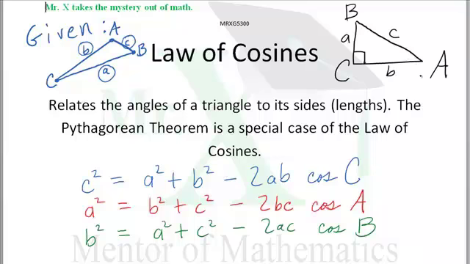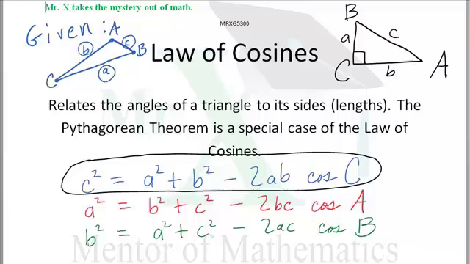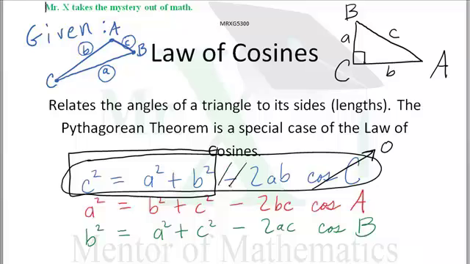What if we have a right triangle? Well, we know that just the Pythagorean theorem will hold for this. Sure it does, because the cosine of 90 degrees is 0. So for a right triangle, this whole term goes to 0, and of course we have the Pythagorean theorem.